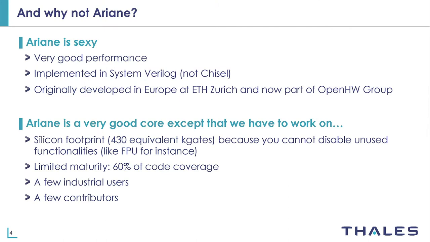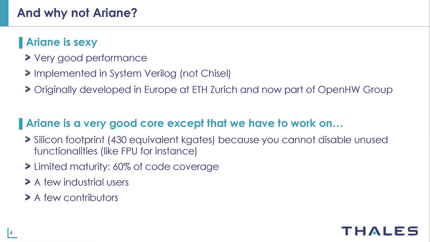And what about Ariane? Ariane is a very sexy processor because performance is good. There is no Chisel, but classical SystemVerilog. So it is a good core, except that we have to work a little bit on silicon footprint. Actually, currently, we are at 400 equivalent kilogates, because we cannot disable the features we do not use, for instance, the floating point unit or caches.